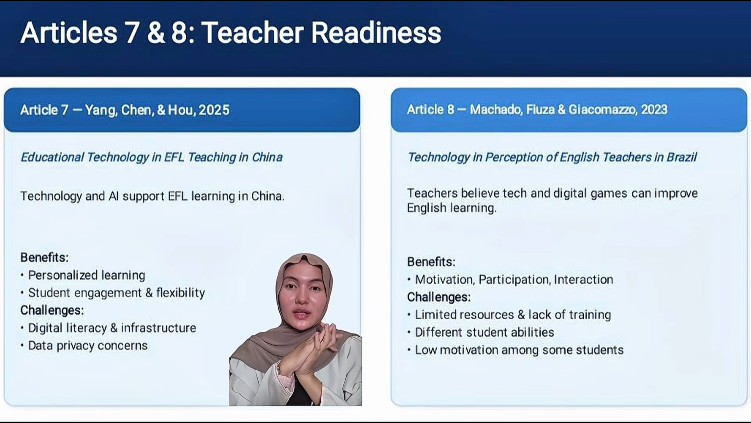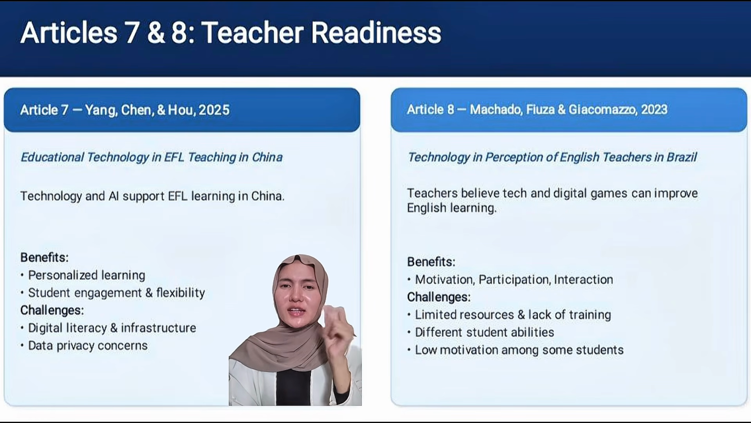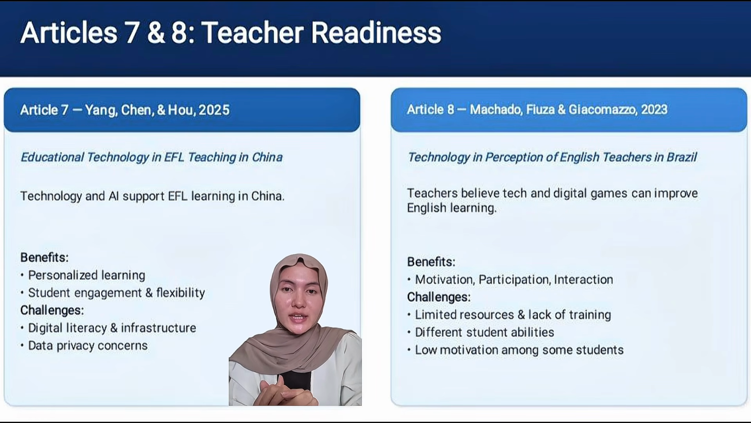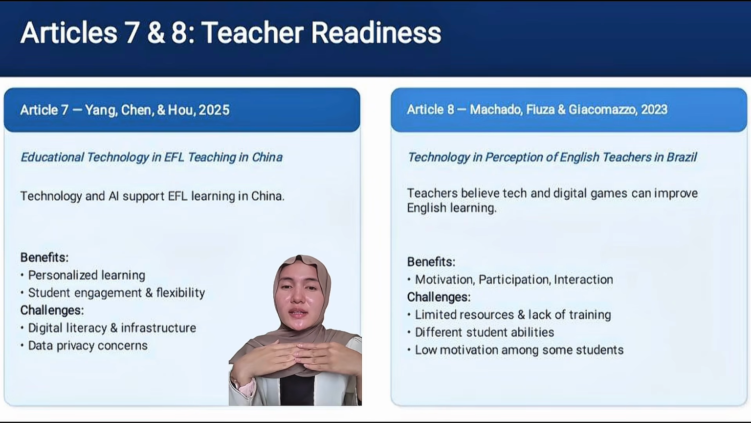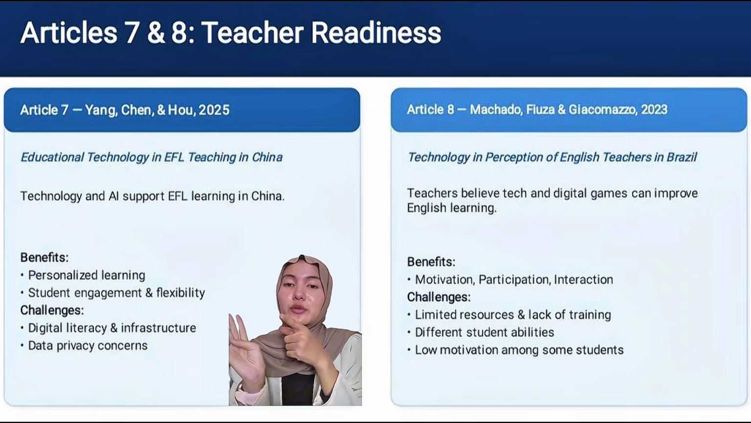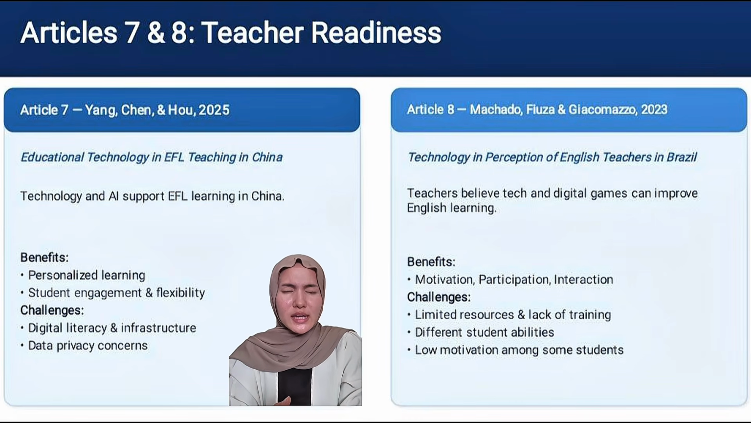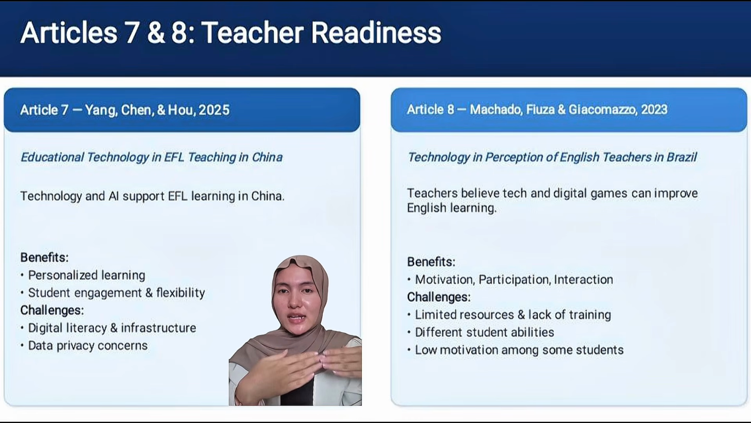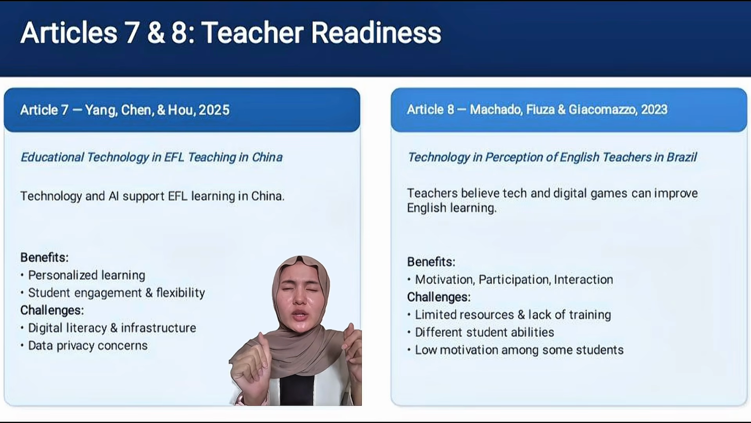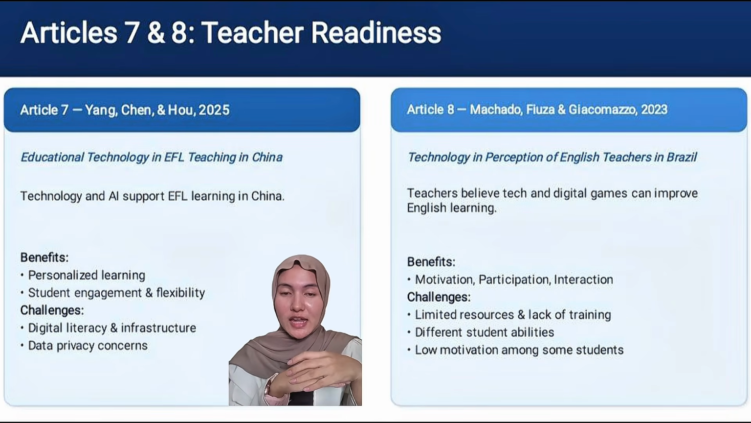The connection between the 7th and 8th article is teacher readiness. Technology can help teachers, but teachers still need training, digital literacy, good facilities, and classroom management strategies. So, the main point is that technology needs teacher readiness. Without teacher readiness, technology may not be used effectively in the classroom.